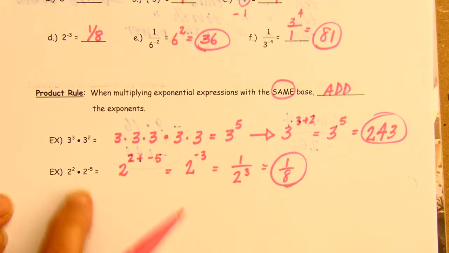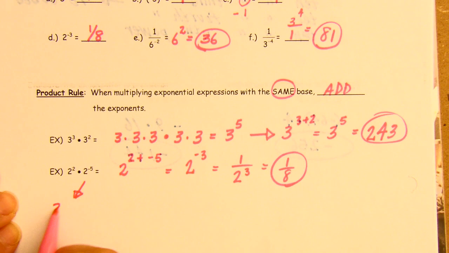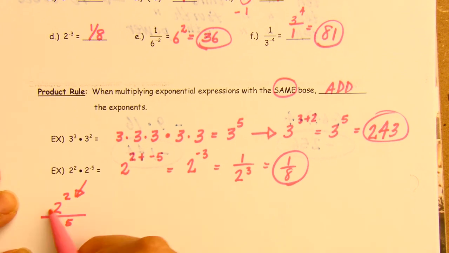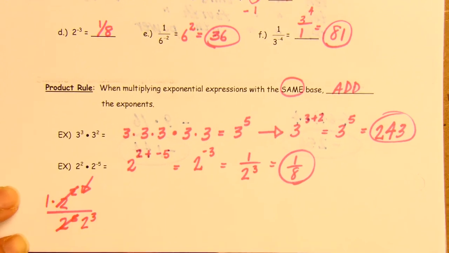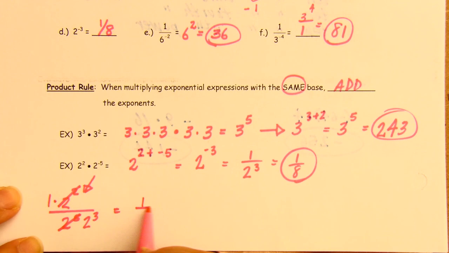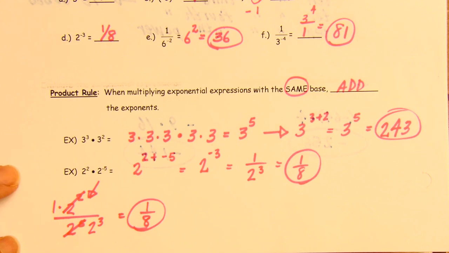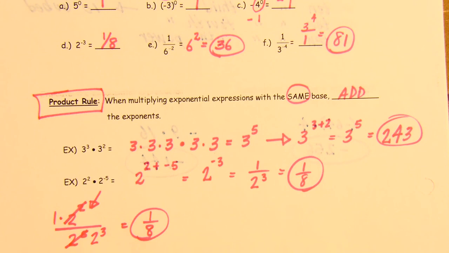You know, I sometimes think of this problem another way. I could think of this problem as 2 squared over 2 to the positive 5 power. And then I say to myself, well, you know what? 2 of these will kick out 2 of these, leaving me with 3 left. And so when there's nothing here, it's not a 0, because this is really 1 times it. So this becomes 1 over 2 cubed, or 1/8. That's like my shortcut way of thinking about doing these problems. But in the book, they wanted you to know about this product rule. If the bases are the same, you simply just add the exponents.